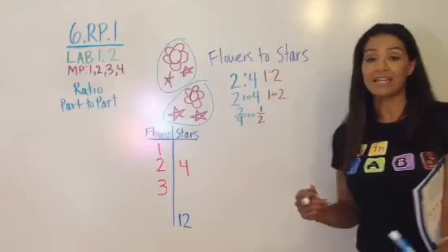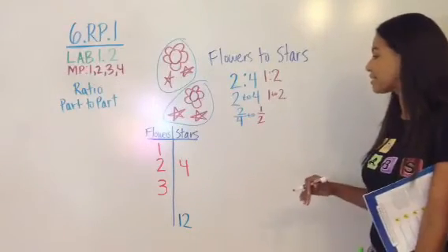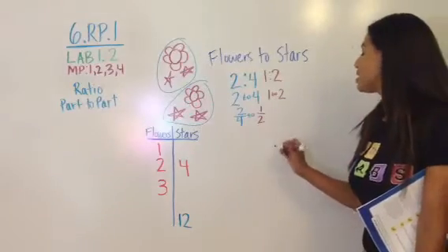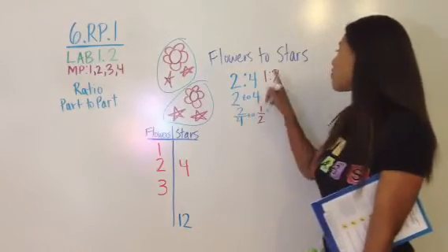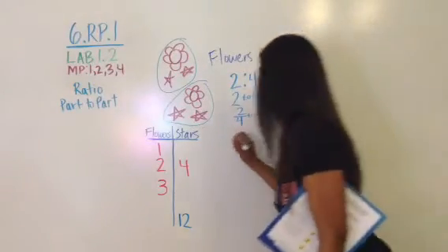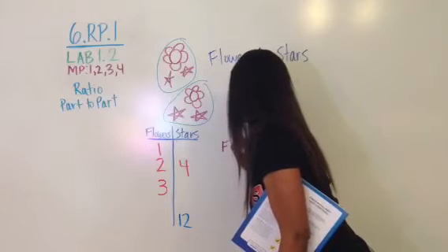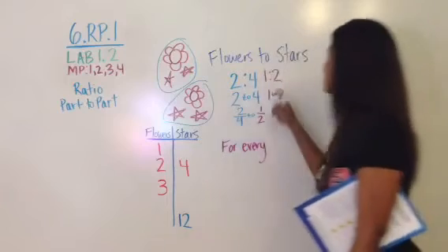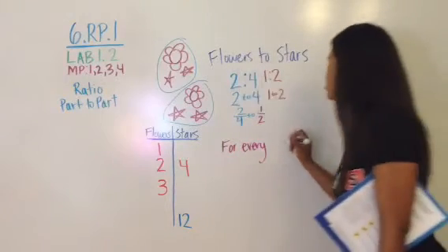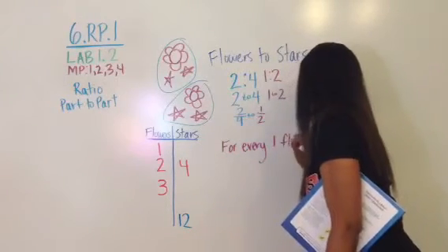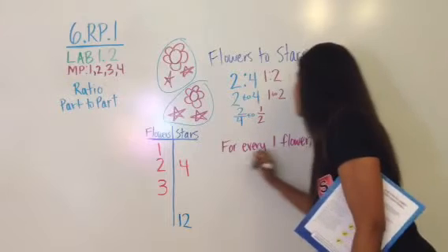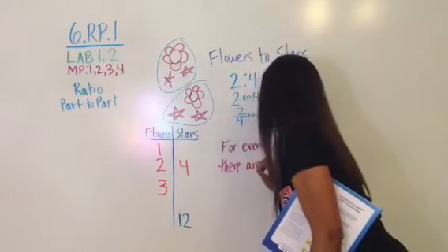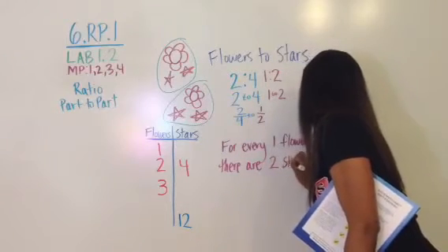All right, then it says, what's the meaning? So we're going to write a sentence using our simplified ratio. And so what this means is, we're going to start every sentence with "for every," and I have a sentence starter for you. For every, and we have one flower, so for every one flower, comma, there are, you guessed it, how many stars? 2. Very good.